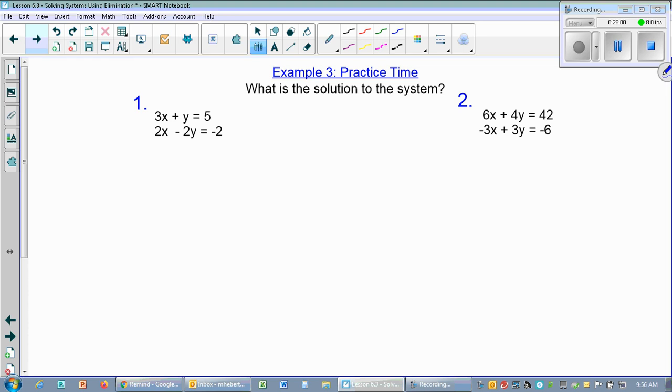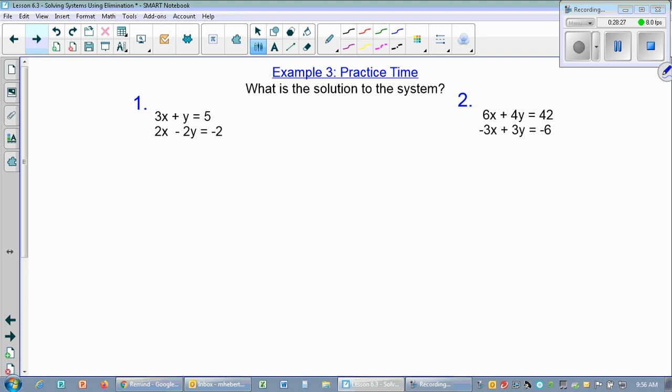So since they do not have the same coefficients, I can't automatically add or subtract, because that is the first qualification to both methods. So now I'm going to ask myself, will 3 divide into 2 evenly? No. Will 2 divide into 3 evenly? No. So I can't adjust the x's. So then I look at my y's and I say, will 1 go into 2 evenly? Yes. 1 will go into 2 two times.